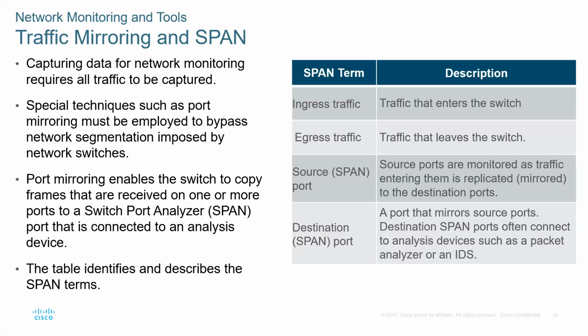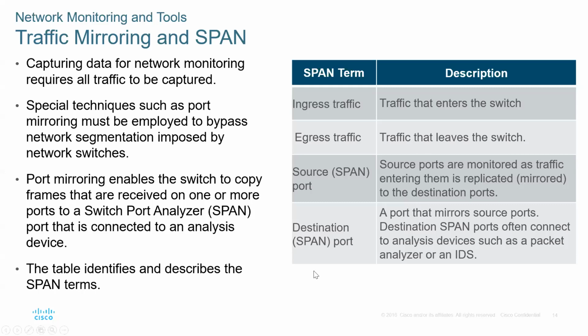When capturing network traffic, it requires that all traffic be captured. Special techniques such as port mirroring, which we talked about, on a switch must be employed to bypass the network segmentation imposed by network switches. Port mirroring enables the switch to copy the frames that are received from one or more ports to a switch port analyzer, or a SPAN port, that is connected to an analysis device.